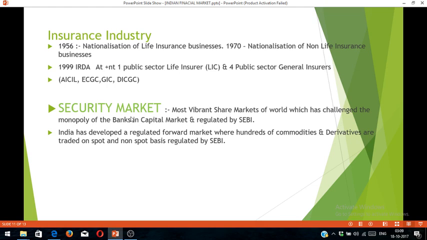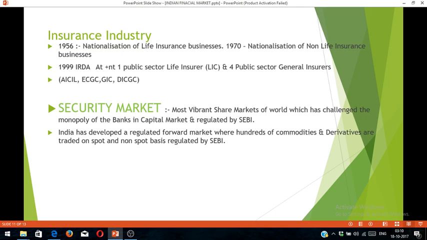The fourth one is the security market. These security markets are the most vibrant share markets of the world, which have challenged the monopoly of the banks. You know, before 1990, banks had a monopoly. Banks were getting cheaper capital from the public. They generated very low-cost deposits, and they were financing at low interest also.